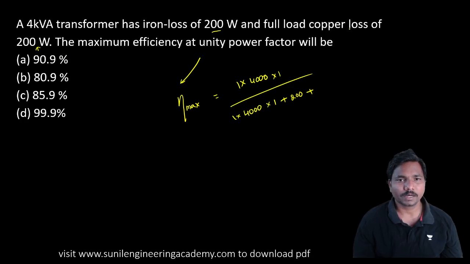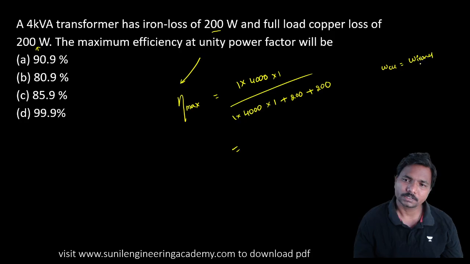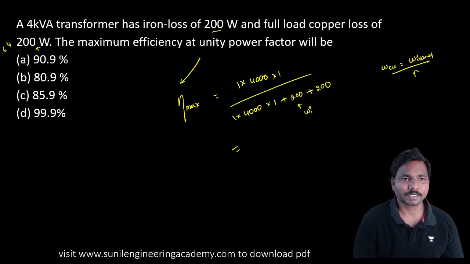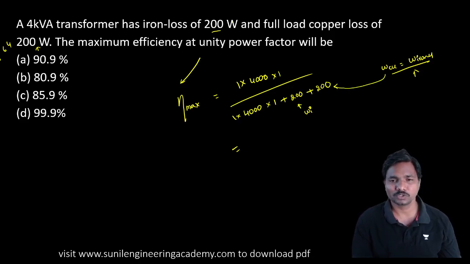And full load copper losses. They have also given 200 watts at full load only, so that is 200. Here we have to take the copper losses equal to the iron losses. For example, if they had given this one as 400, 600, 800, whatever it may be, to get the maximum efficiency the copper losses are also equal to the iron losses. But here they have given the same value, so no need for confusion.